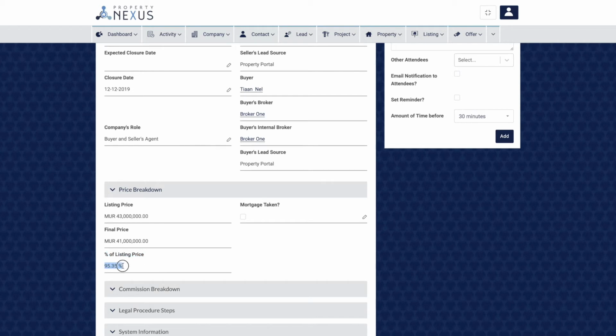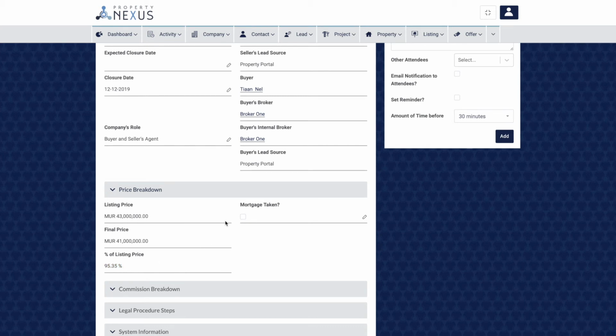Percentage of listed price is the percentage difference between the final price and the listing price. A number above 100% means that the listing sold for more than the listed price, and a number below 100% means it sold for less than the listing price. This will give you a good idea of how the market is performing, and when you have several transactions in the system, you will start to see a trend. This is very useful when talking to sellers and landlords to give them an idea of what kinds of offers they should be expecting on their listings.